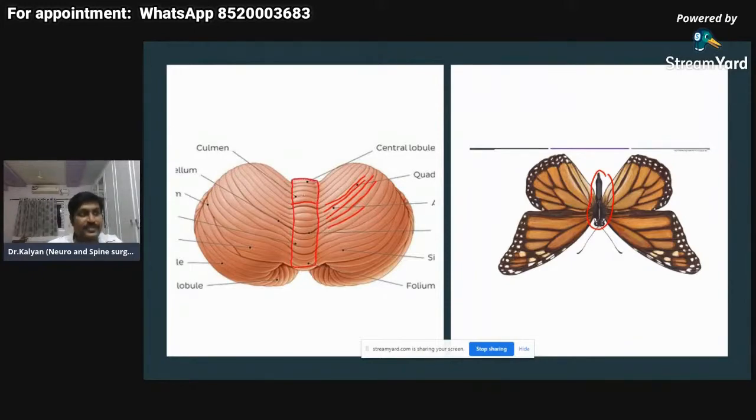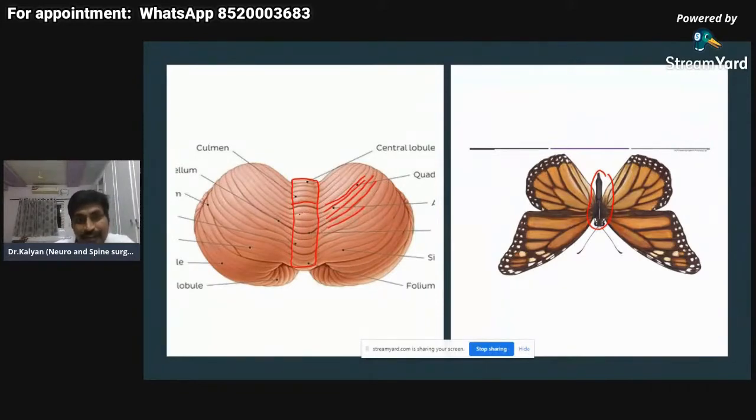So this is the vermis of the cerebellum. Are you all able to hear me? Today, I think no one is ready to answer. At least let me know whether you are able to hear me or not. Fine.